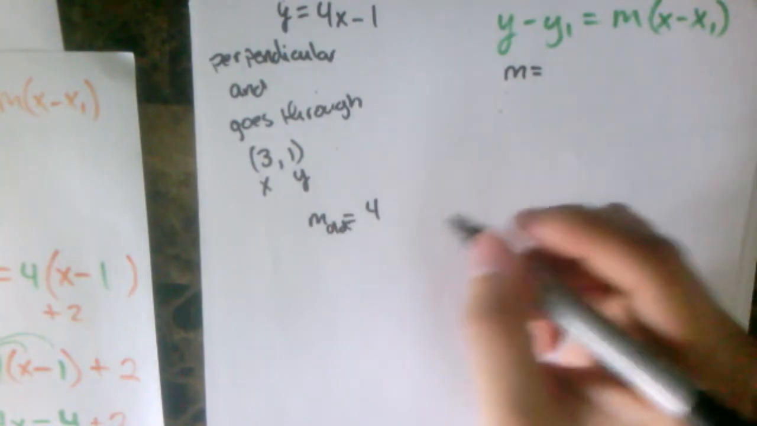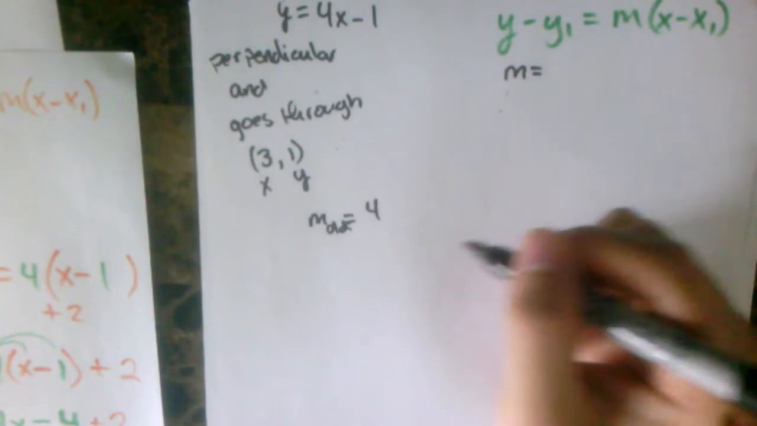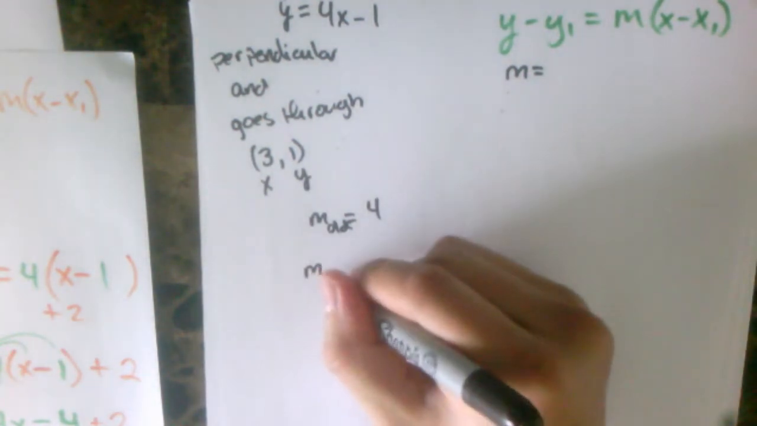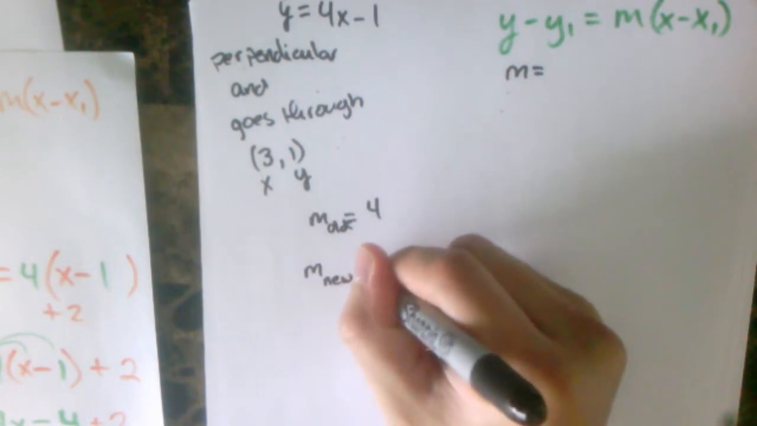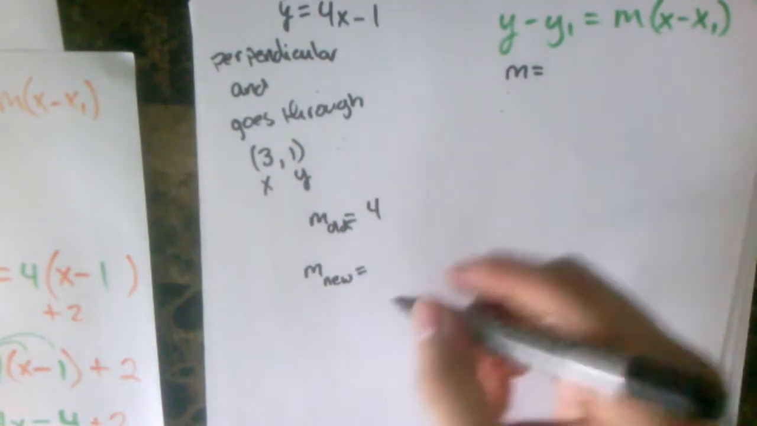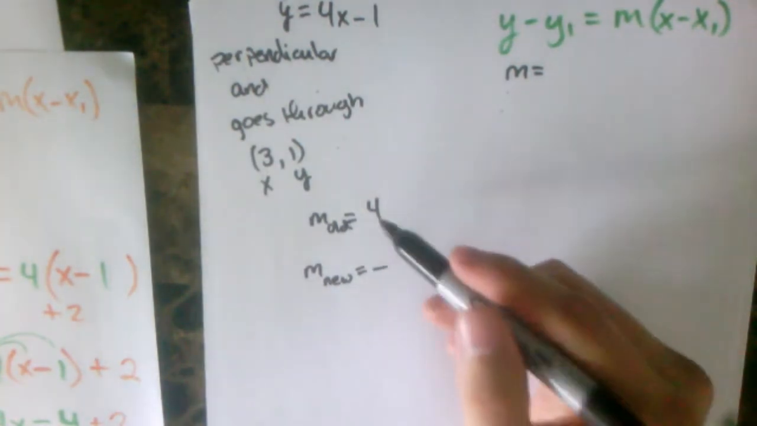Please don't call it that, that'll confuse you. So yes, it's just our old m, so this was our old one, and it's just 4. And we have to change that. First off, let's make it opposite. Okay, so this is m new. It has to be the opposite, so it was a positive 4. The opposite of a positive 4 is a negative. Okay, so it's going to be a negative. So they're always going to have different signs.